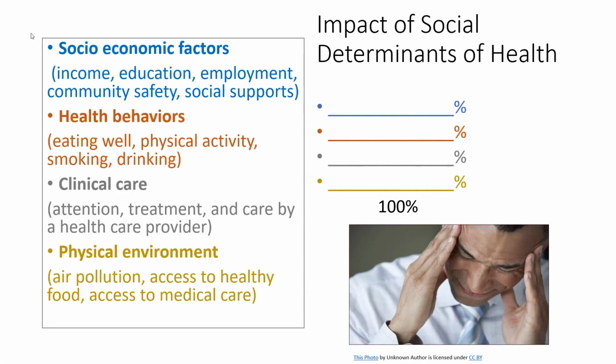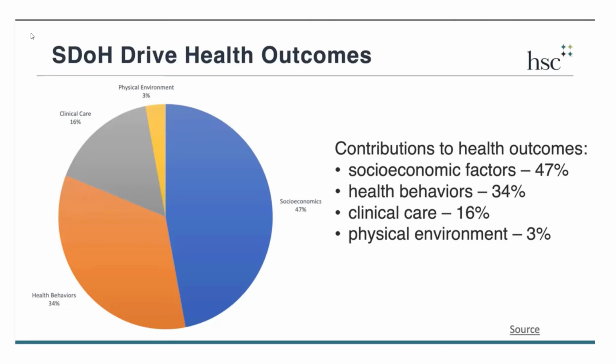Okay, let's take a look at the data. This is data from county health rankings across the country. Starting at the top of the list and shown in blue in the chart, socioeconomic factors contribute to 47% of outcomes. Health behaviors in orange, those are things like whether someone exercises, smokes, drinks. Health behaviors in orange contribute to 34% of outcomes. Physical environment, shown in yellow, 3%, and only 16% of outcomes are attributed to clinical care provided.